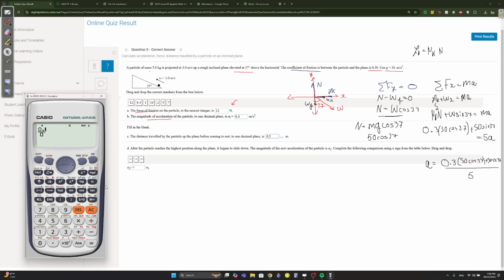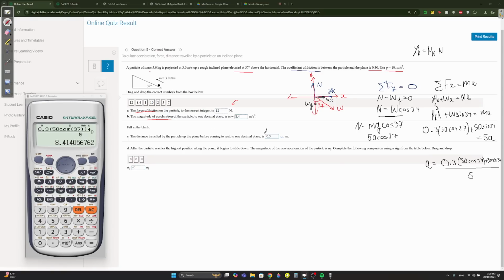0.3 times 50 cosine 37 plus 50 sine 37 over 5. 8.4. The distance traveled by the particle before coming to rest is how much?